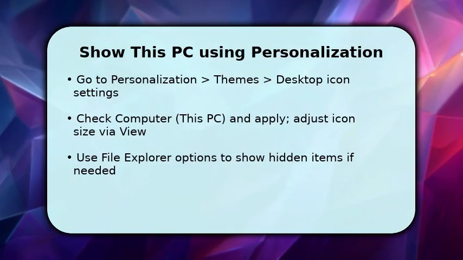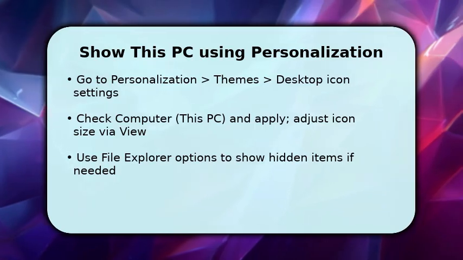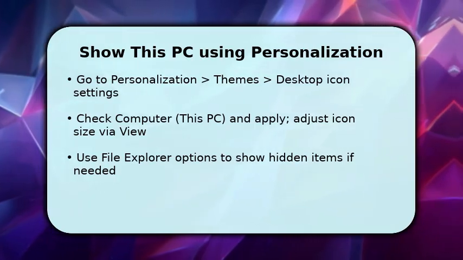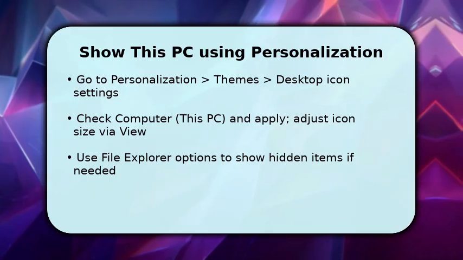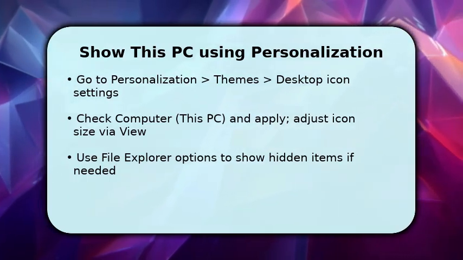Now you navigate to Personalization in Settings and choose Themes to access desktop icon settings. This is the main control point. Check the box for Computer, labeled This PC, then click Apply so the icon appears immediately.